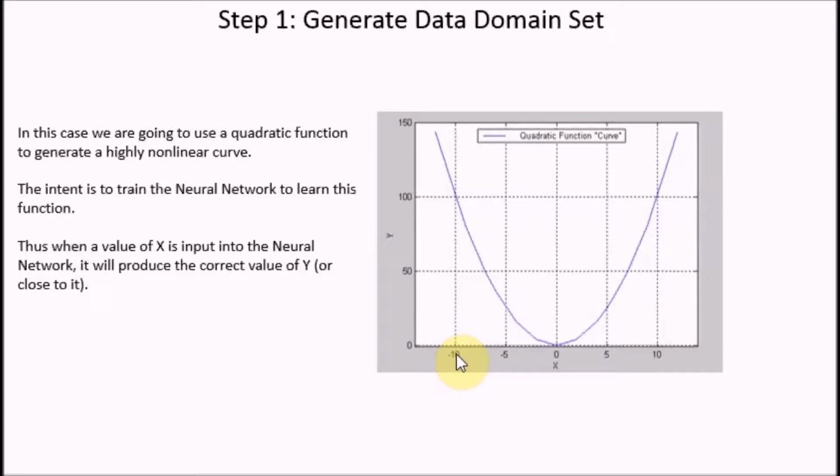So for example, when you have your trained neural network, you can input a -10, which obviously has to be scaled, but let's say you put in -10, the neural network should output a value of 100. If you say +10, it should output a value of 100. If you put in a value of 5, then it should be approximately a value of 25 or so, and so on. So this is just the first step. You want to generate your data.